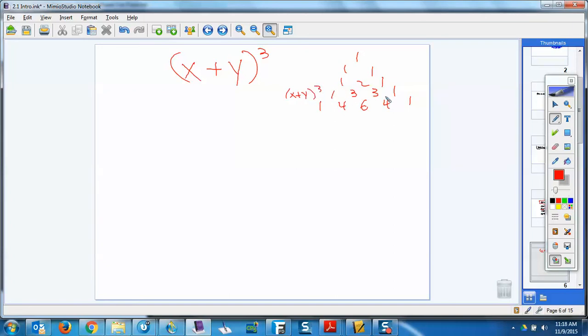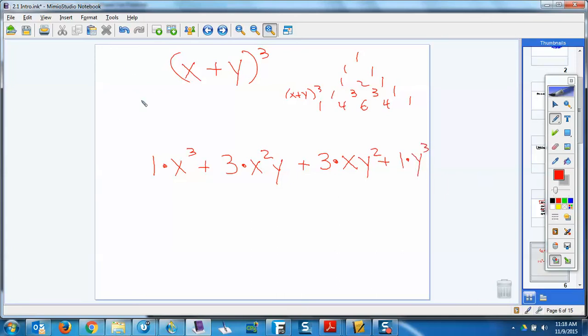So what this says is your expansion is going to be 1, which comes from there. And then it's going to be the first thing to the third, and none of the other thing. You could write y to the 0 if you want. Then the next one's going to be the 3, and then x to the second, and y to the first. The next one's going to be the 3, and then x to the first, y to the second. And then the last one's going to be the 1, and then no x's, and then y to the third.